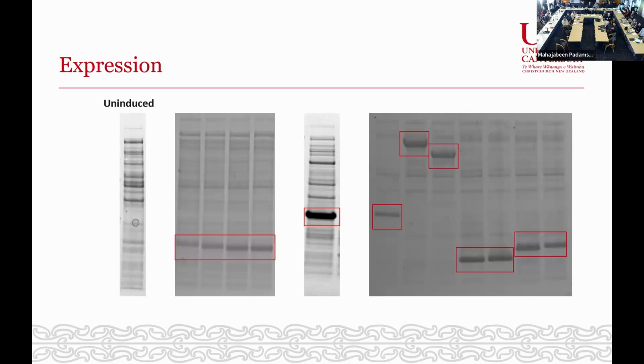So we want to first express the proteins. So on the left here is what an uninduced E. coli looks like. So this is on a gel here. All of those bands are all of the proteins in an E. coli cell. And what you get when you induce overexpression of your protein is these really dark bands, which is your protein being overexpressed by the E. coli. And so what we want to see is bands like that.